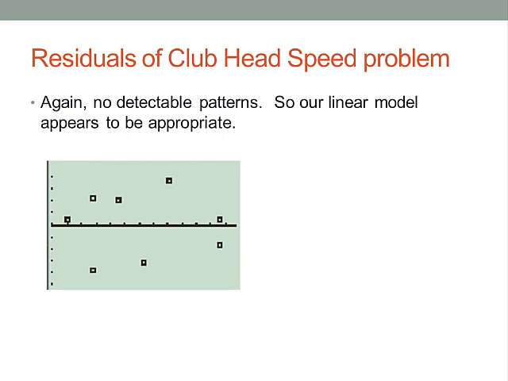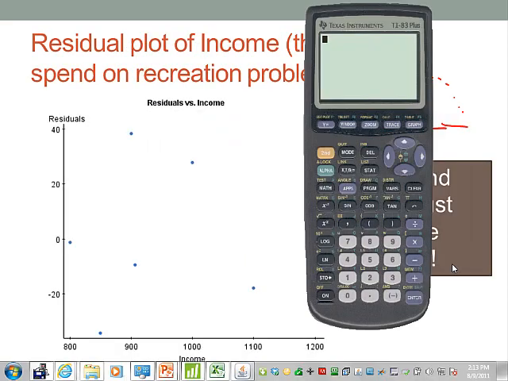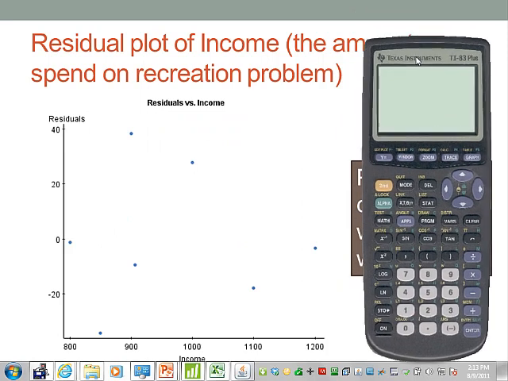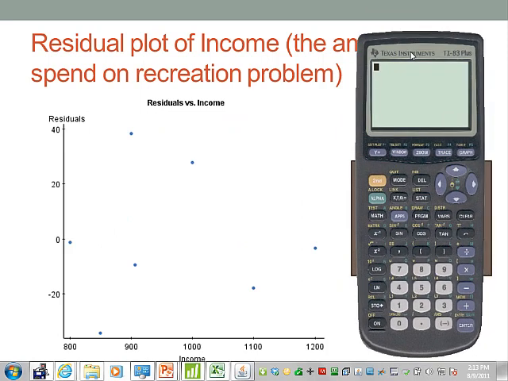Here it is on the TI. So let me go back to the TI, back to this screen here, and let's do a residual plot on the TI with the income problem, the amount spent on recreation versus income, because I already have this data in here. So I'm going to turn it on. I already have my data in L1 and L2 like I did before, and I already ran the regression. So you have to run the regression.